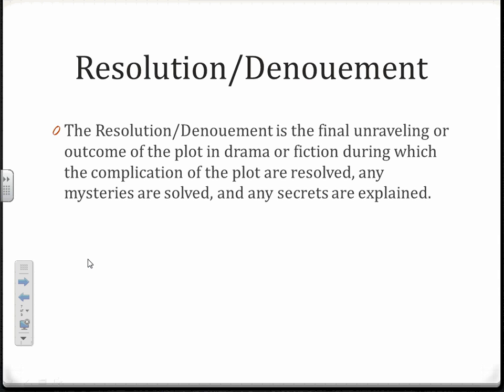If you're lucky, you'll get a satisfactory ending. Generally, you don't.